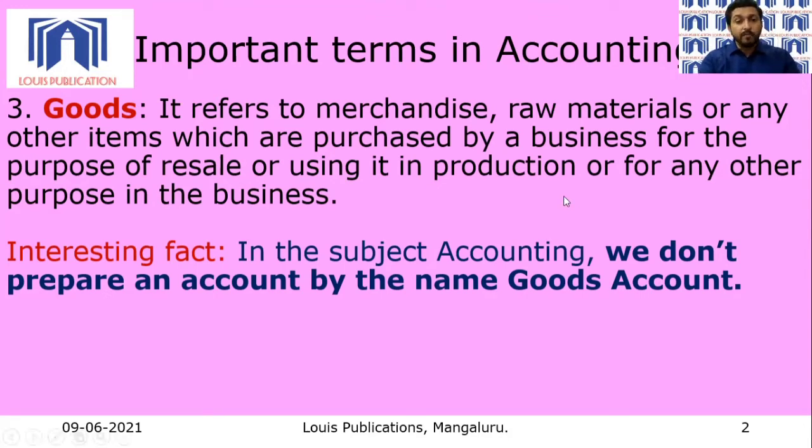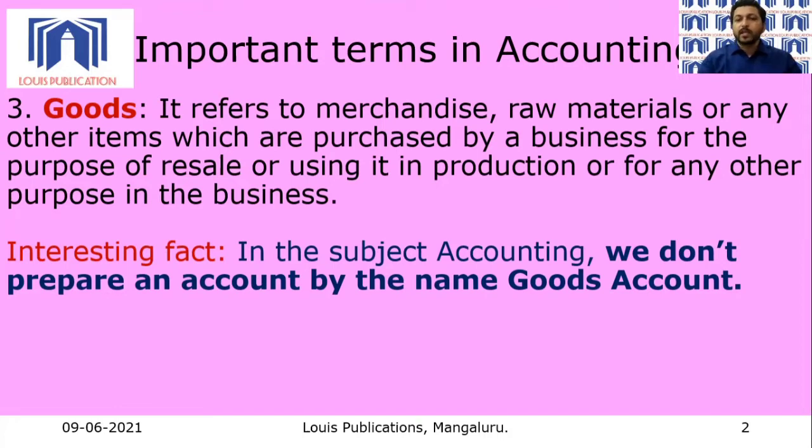Let's look at the third and very important term in accounting, and that is goods. What do you mean by goods? In common terminology, it is called merchandise. From a manufacturer's point of view, you can call it raw materials, or from a trader's point of view, any other items or merchandise which are purchased by a business for the purpose of either resale, for use in production, or for any other purpose in the business. So goods can include raw materials, finished goods, and items which will be used in the business. Raw materials will be used for conversion into finished products, and merchandise which is purchased is readily sold as and when a market is available.